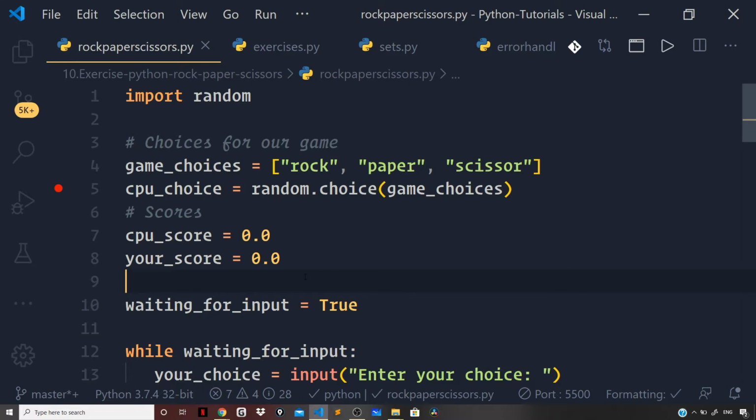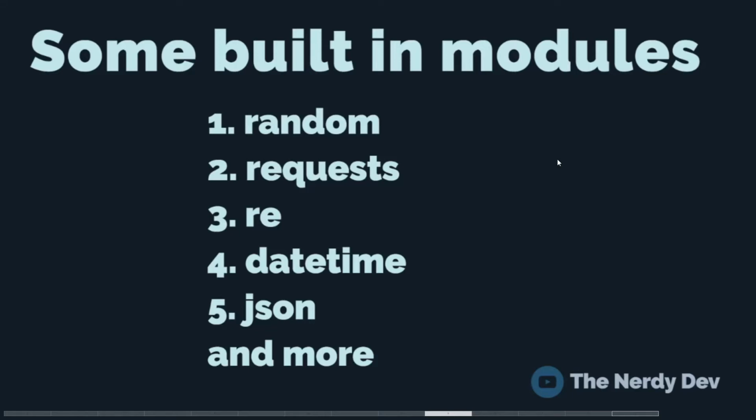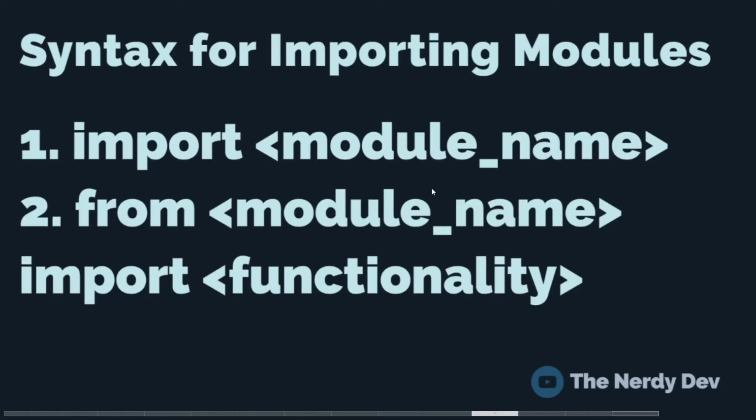But first, let us see some built-in modules. Some of the built-in modules that I will be covering in this series are random, requests, re, which is the regular expressions module, datetime, and JSON, and more. Next, let us see the syntax for importing modules. Now to import a built-in module that is provided to us by Python, we can make use of the import keyword and specify the name of the module, or we can import a certain functionality from a certain module. So I can say from module name import a certain functionality.